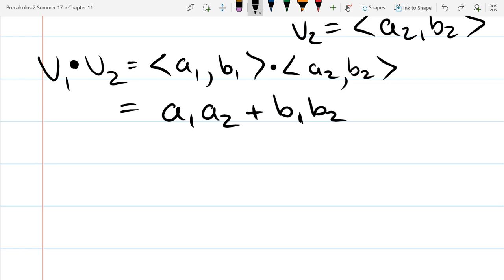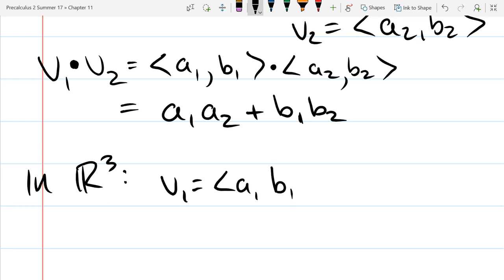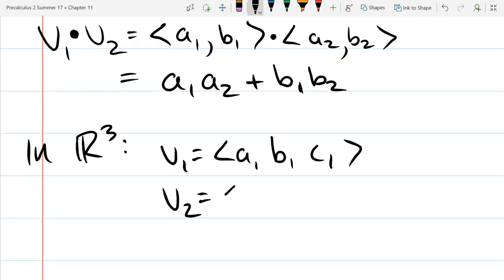If we're in three dimensions, we would have v1 will be a1, b1, c1. Sometimes it's extra annoying to write commas. If you can get away with not writing commas, it's okay to sometimes skip them.